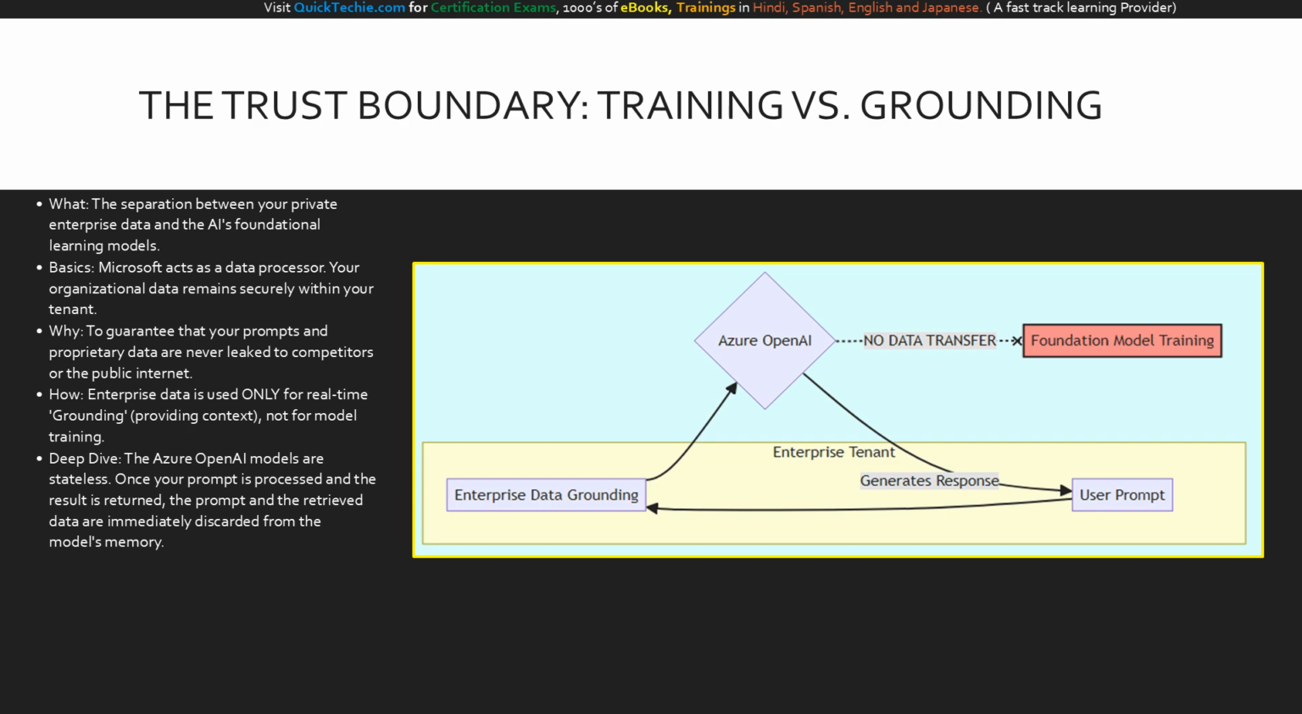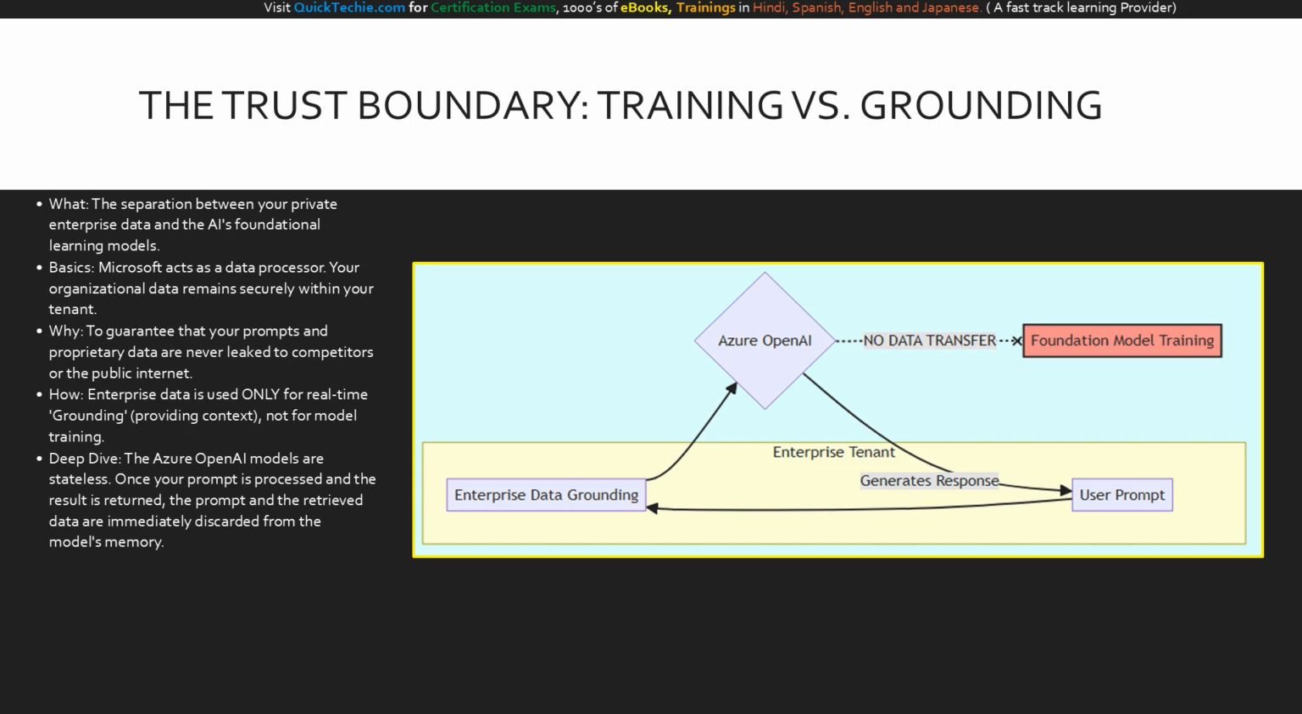We separate grounding from training. Your data is used for grounding, providing temporary context to answer your prompt. It is absolutely never used to train the underlying foundation models. The deep dive reality is that these Azure OpenAI models are stateless. The moment your prompt result is delivered to your screen, the AI's memory of your data is entirely wiped clean. There is zero retention in the neural network.